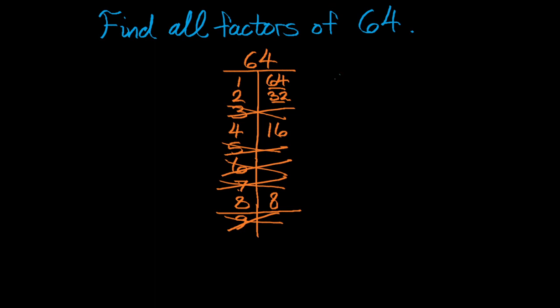Okay, so now we got all the factors of 64. And I'm going to read this table like a U, starting at 1, going down and around and landing at our last number there.